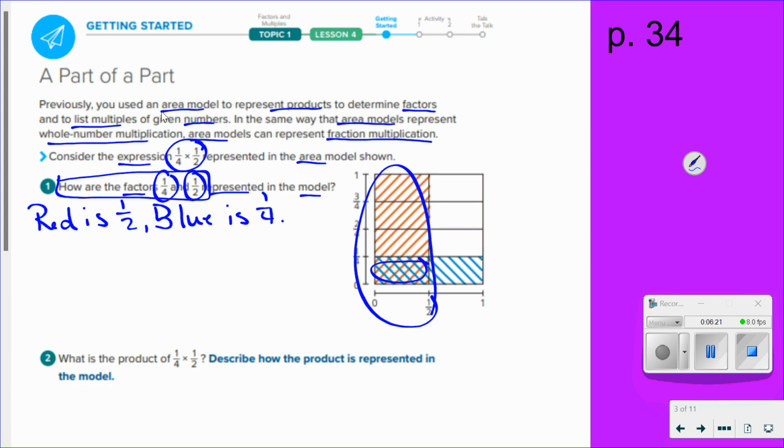So remember though, we're talking about area, right? What's our area formula? Area equals what? Length times width. So which is my length? What is my width? Alina? Your length, I think, is 1/2. Length is 1/2, so you're saying the length is red? So that means the width is 1/4. Is everybody okay with that? Is she right?